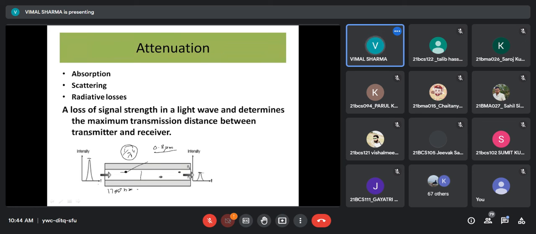Basically, whenever there is a change in a property, that property change can be sensed by a sensor. Let me create one slide here to show the basic structure of the sensor.